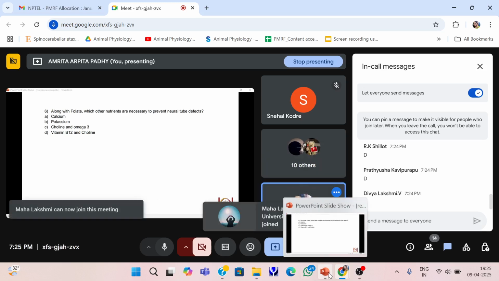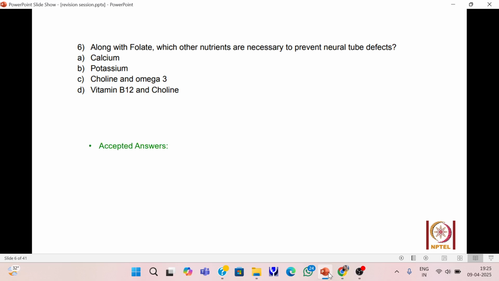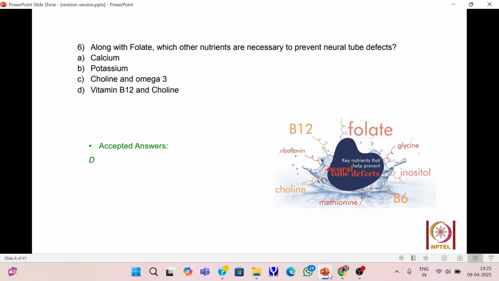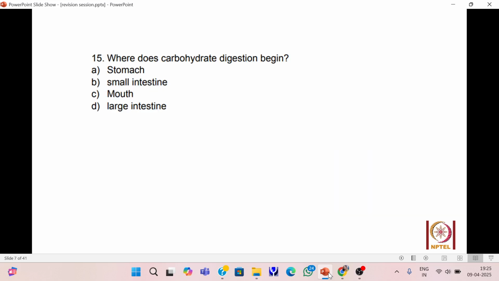Let's see what is the correct answer to this question. It is D. Vitamin B12 and choline. These are the nutrients that are necessary along with folate to prevent neural tube defects. Okay. Moving on to the next question. Where does carbohydrate digestion begin? Stomach, small intestine, mouth, large intestine.